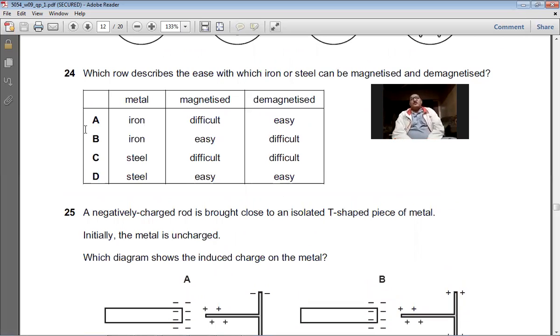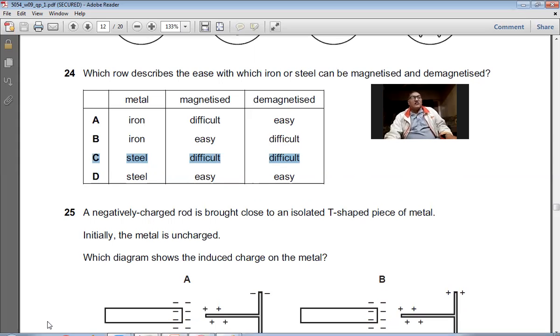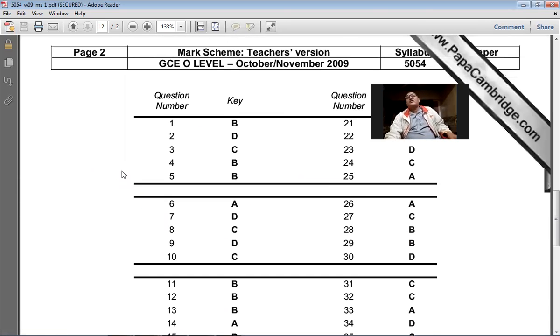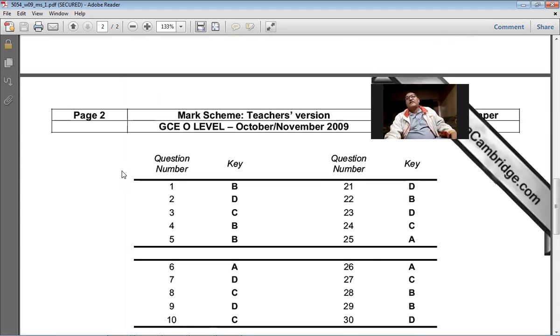Which word describes the ease with which iron or steel can be magnetized and demagnetized? Iron is very easy to magnetize and it's also very easily demagnetized. So if iron is the choice, then both the terms should be easy. Steel, on the other hand, is difficult to magnetize and difficult to demagnetize. Steel becomes a permanent magnet. So C looks the best option, sir. Question number 24, C is the right answer.